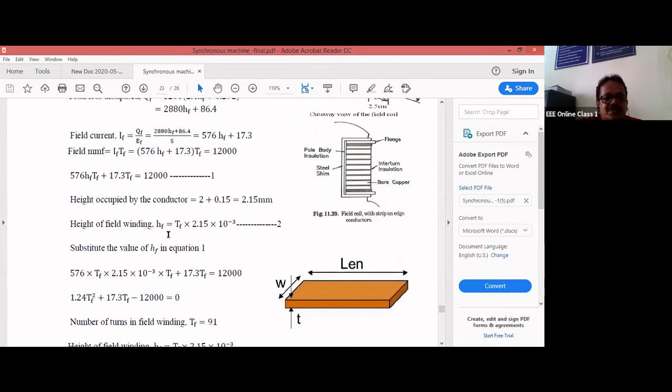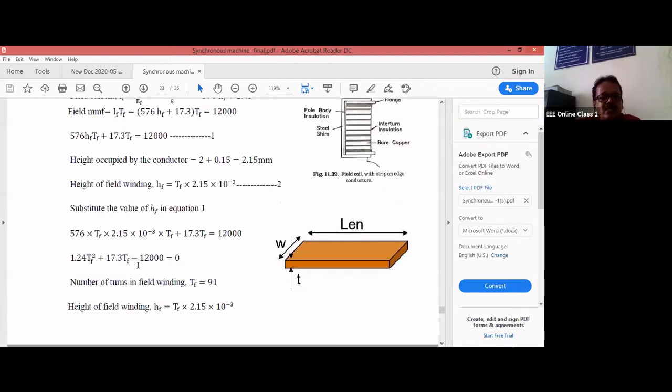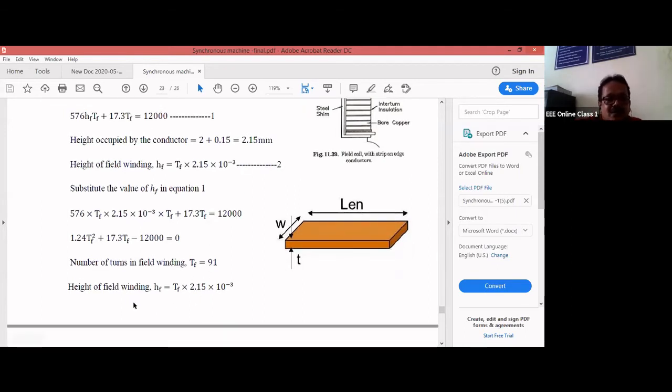Substitute HF, which is equal to TF into 2.15, in equation 1, then calculate TF. This will be a quadratic equation; find the roots and you'll get the number of turns in the field winding, TF is equal to 91. Once you have TF equal to 91, you can calculate the height of the field winding.